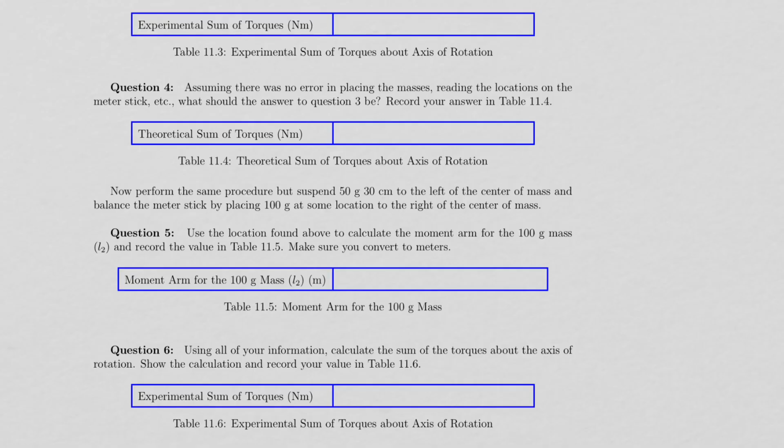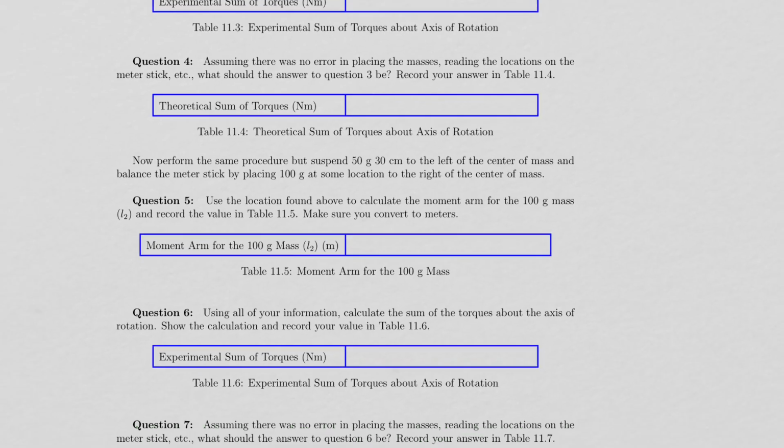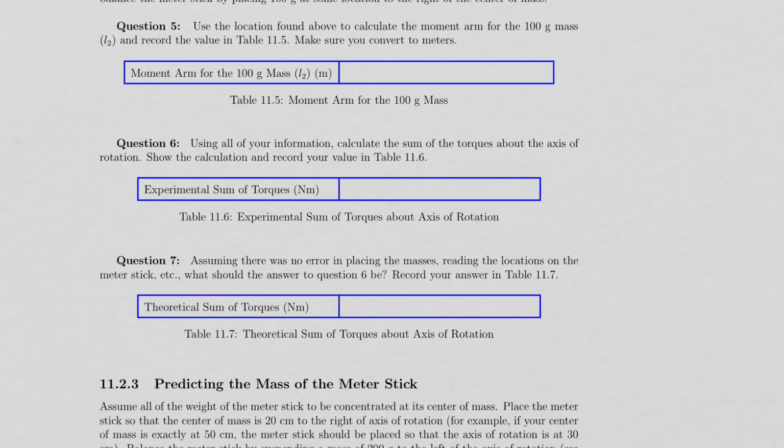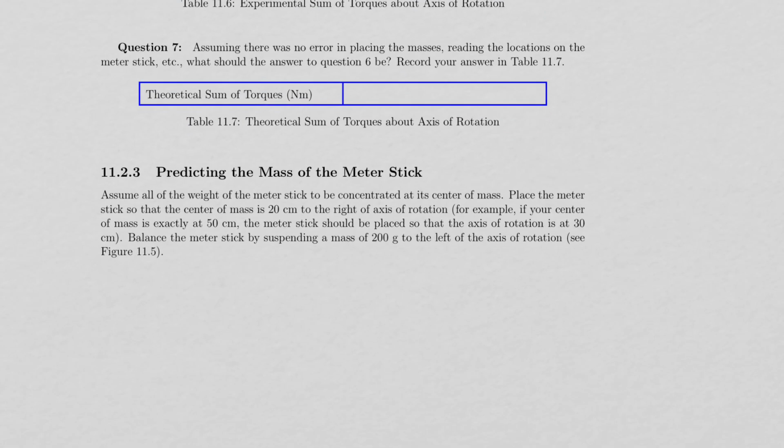So I want you to verify the sum of the torques again. So you're going to calculate, this is question 6, the sum of torques just like we did for question 3. See what you get. Hopefully it's close to 0, right? And in question 7, what should the sum of the torques be? If everything were perfect, we know it should be 0, right? Okay, the next part was predicting the mass of the meter stick.